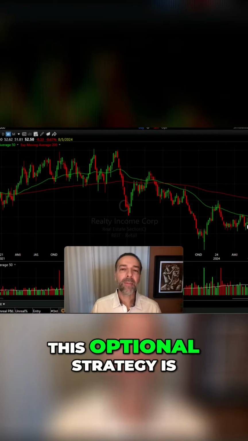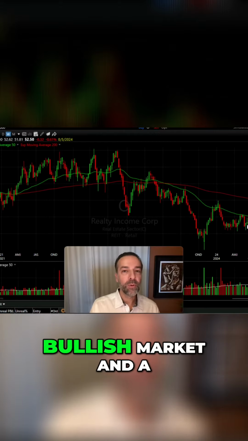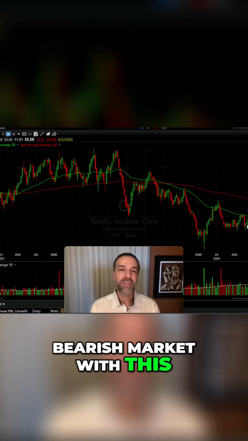So overall, we see a nice stable company, but it too has experienced some volatility. But you see how this optimal strategy has performed in both a bullish market and a bearish market with this individual stock.